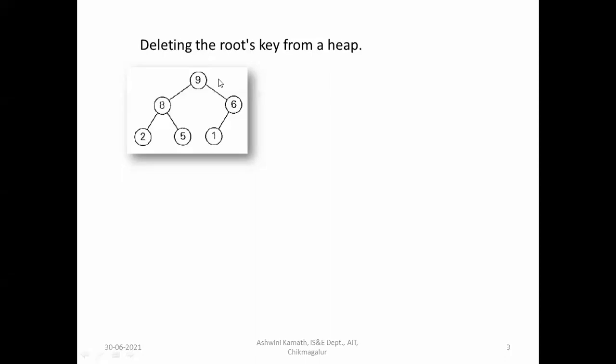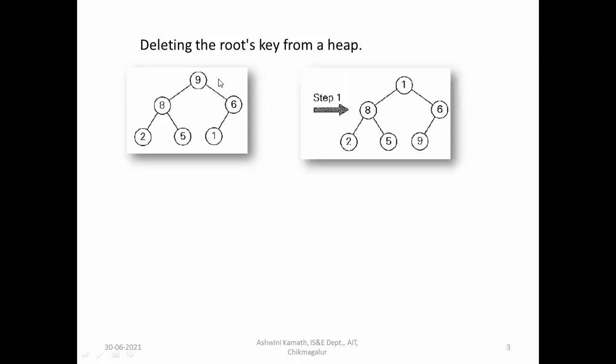If I give the indexing here, 1 2 3 4 5 6, we have 6 elements, and level wise we have to give the number. So here the last node in the array or in the heap is 1, so exchange 9 with 1. Okay, exchange 9 with 1.